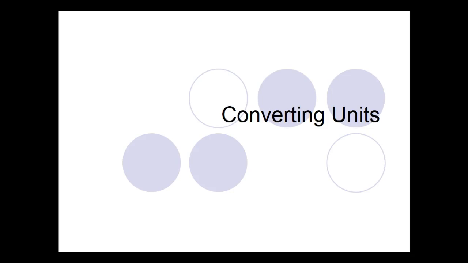Hi guys, we're going to be talking about converting units, which is another way of saying dimensional analysis. In chemistry, we use dimensional analysis because it's not always necessarily units. It could be moles or any amount of substance that we need to measure.